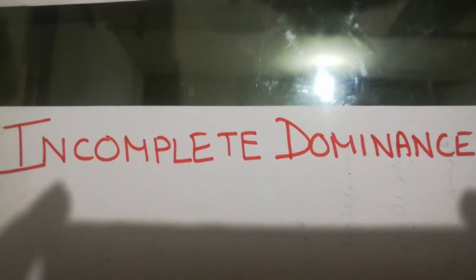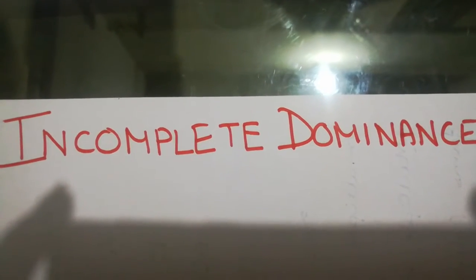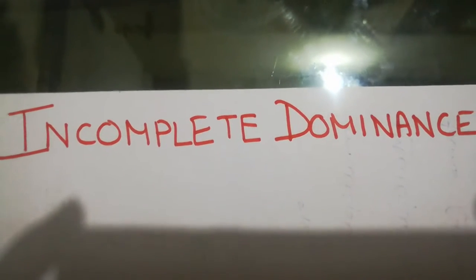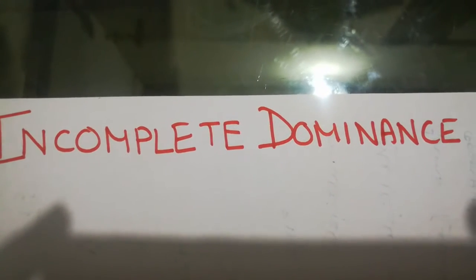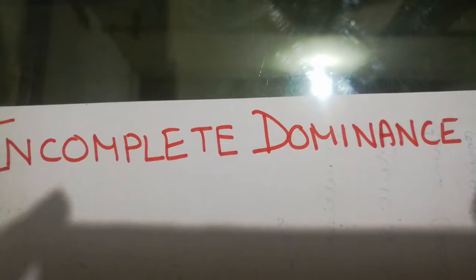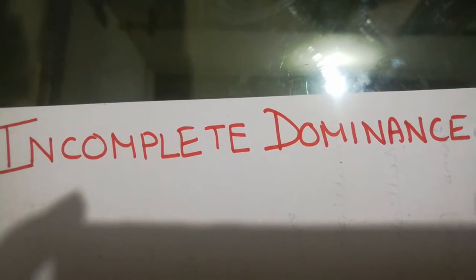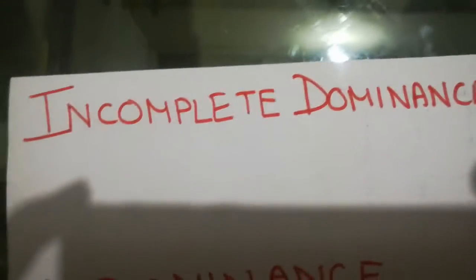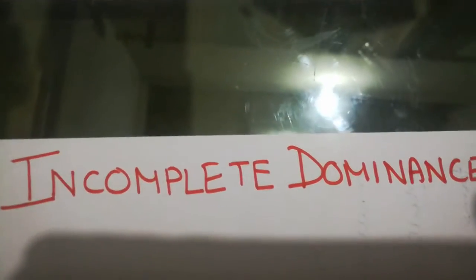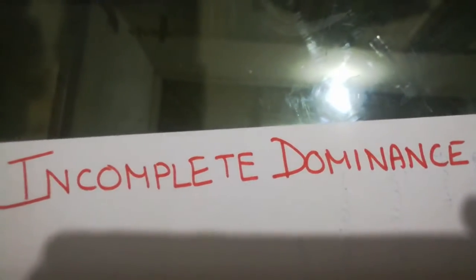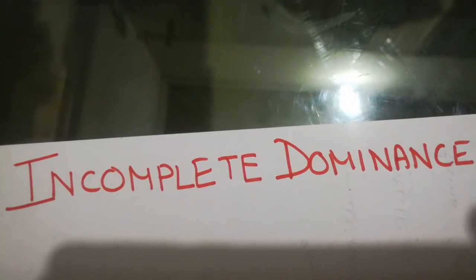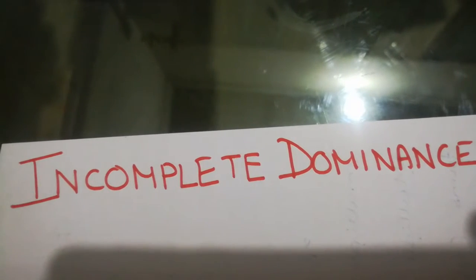Hello students, so let's start today with incomplete dominance. Already we have studied in Mendelism what dominance is: the particular type of character which expresses itself is called the dominant character. Now incomplete dominance means the character is not completely dominant. That means it is a phenomenon where neither of the two alleles of a gene is dominant over the other.